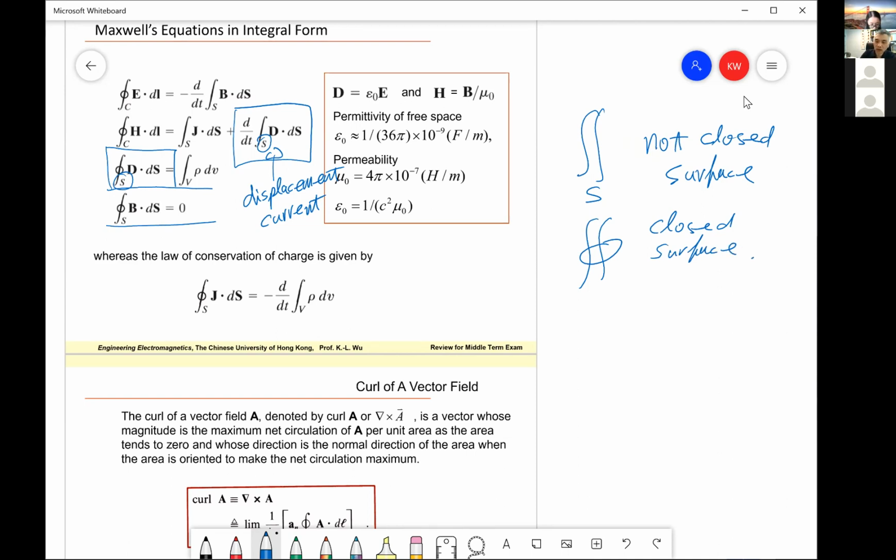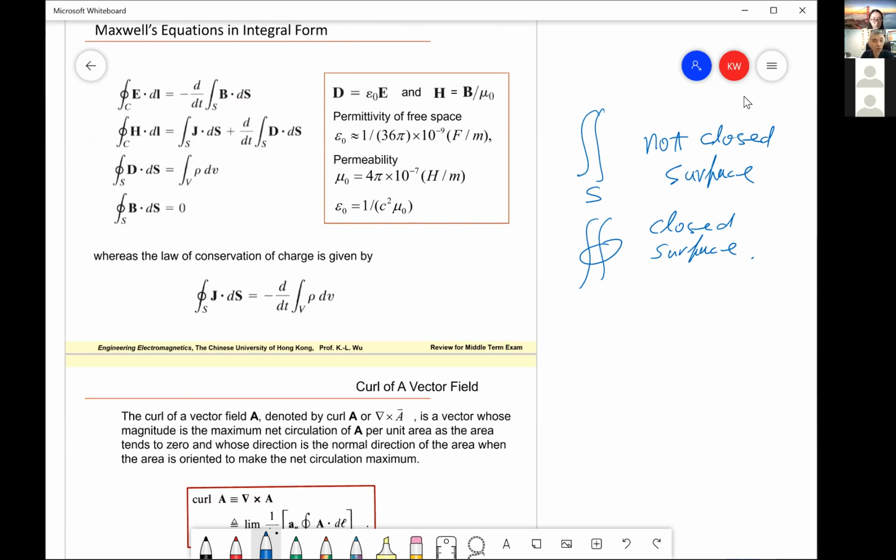So the electrical field, the total flux over a closed surface, equals the total charge enclosed by the surface. This is what that says. And another important law is that the total magnetic flux through a closed surface is always equal to 0. So this is the integral form of Maxwell equations.